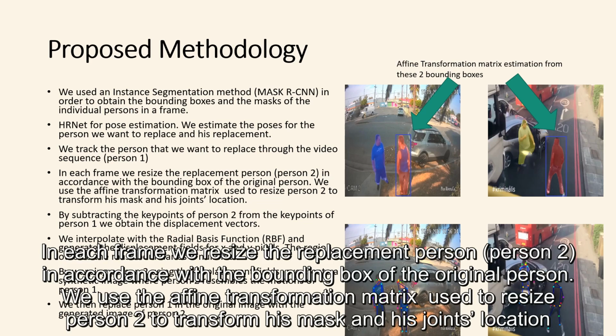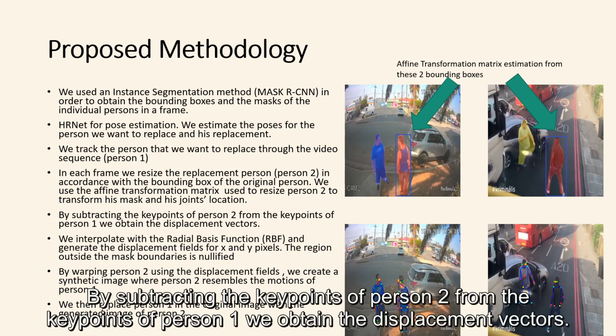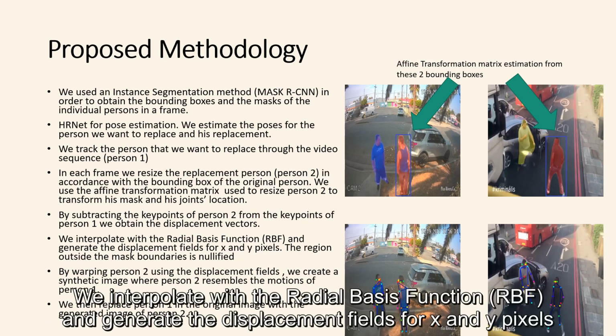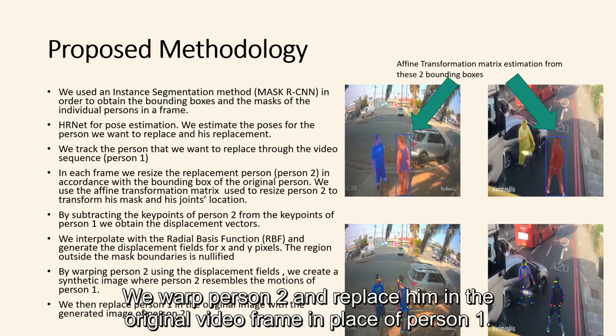original person. We use the affine transformation matrix used to resize person 2 to transform his mask and his joints' location. By subtracting the key points of person 2 from the key points of person 1, we obtain the displacement vectors. We interpolate with the radial basis function and generate the displacement fields for x and y pixels. We warp person 2 and replace him in the original video frame instead of person 1.